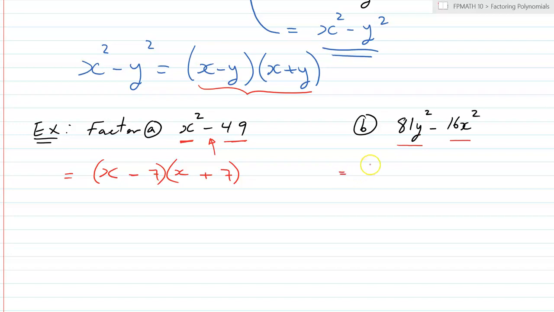So let's go through that again. Two brackets opened up. The first one will have a 9y in there, and so will the next one. And the second part of each bracket will have a 4x, because 4x times 4x is 16x squared. Then the first one I'll put minus, the second one plus. I got used to doing that, but you can start with the positive first and the negative second.